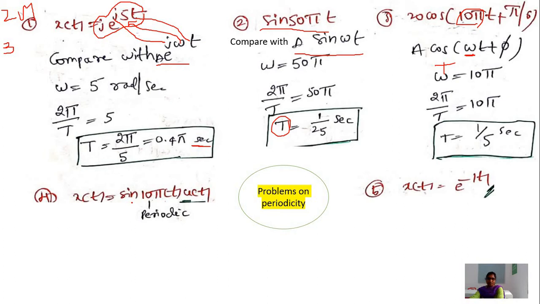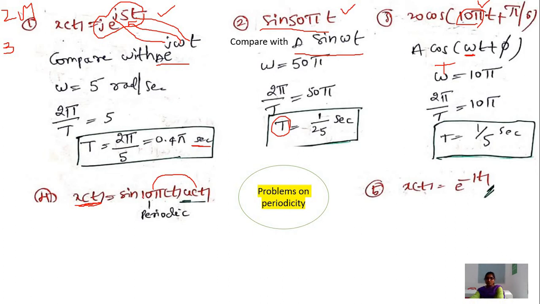Interesting. Here, the last three problems have given you the standard signals: one is a complex exponential signal, one is a sinusoidal signal, and the other one is the cos signal. With some phase I have added, but I told you not to bother about the phase. Now, I have given two different signals in multiplication: one is a sinusoidal signal and another is a unit step signal, and both are multiplied. I am asking whether the given x of t signal is periodic or not.